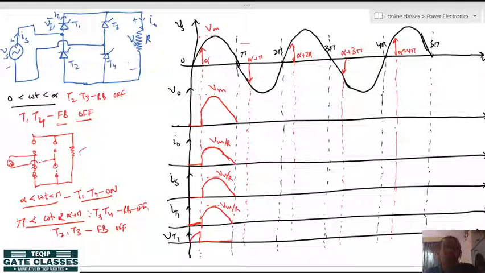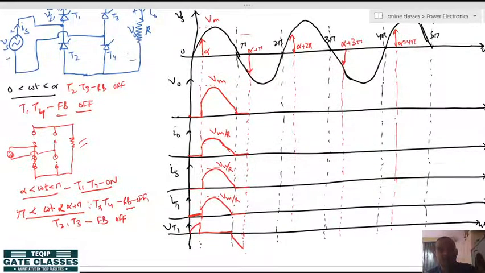So the circuit will be like this, hence the output voltage will be 0, current will be 0, source current will be 0, and thyristor 1 current will be 0. Thyristor 1 is now reverse biased, meaning the reverse voltage will be appearing across it. All right. Since I am analyzing till this point, I am drawing till this point.